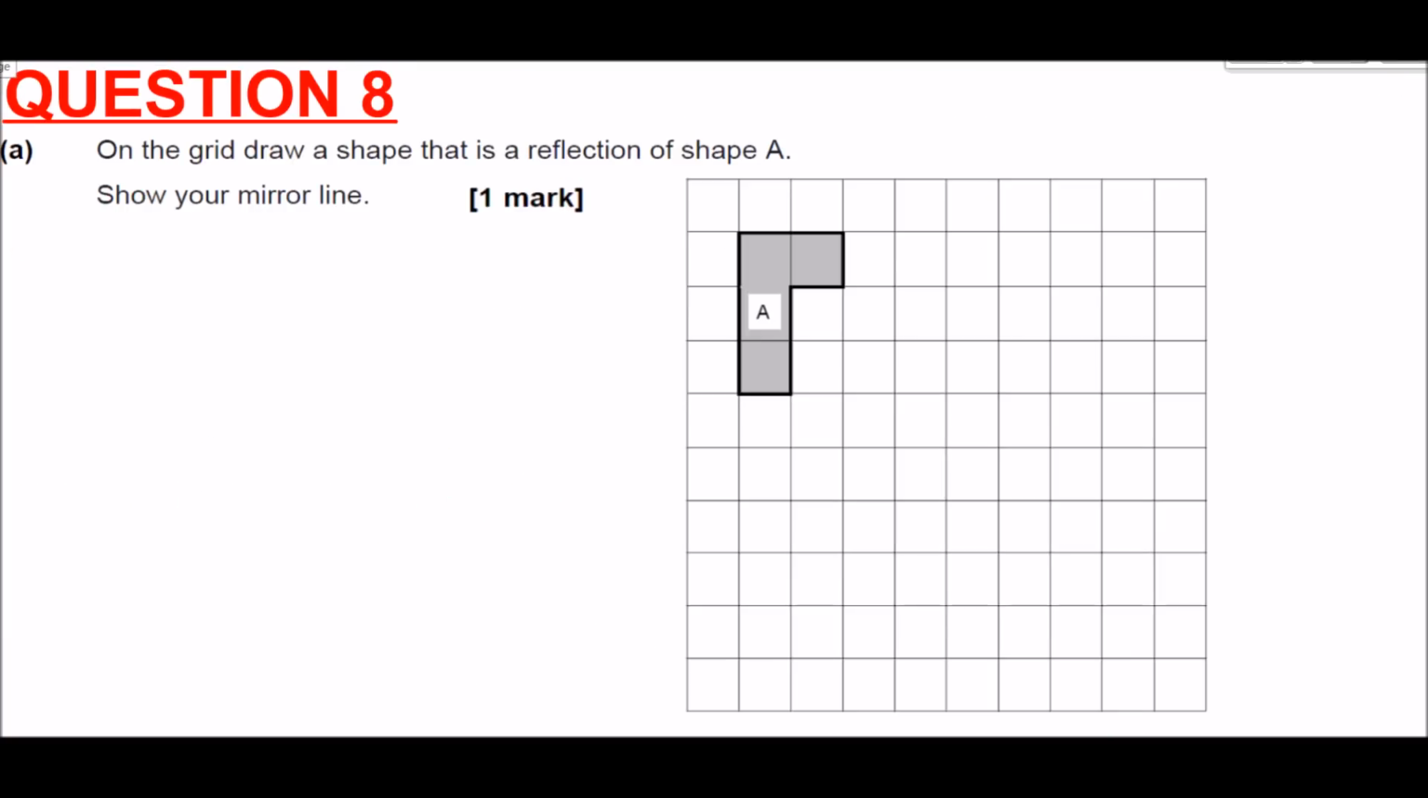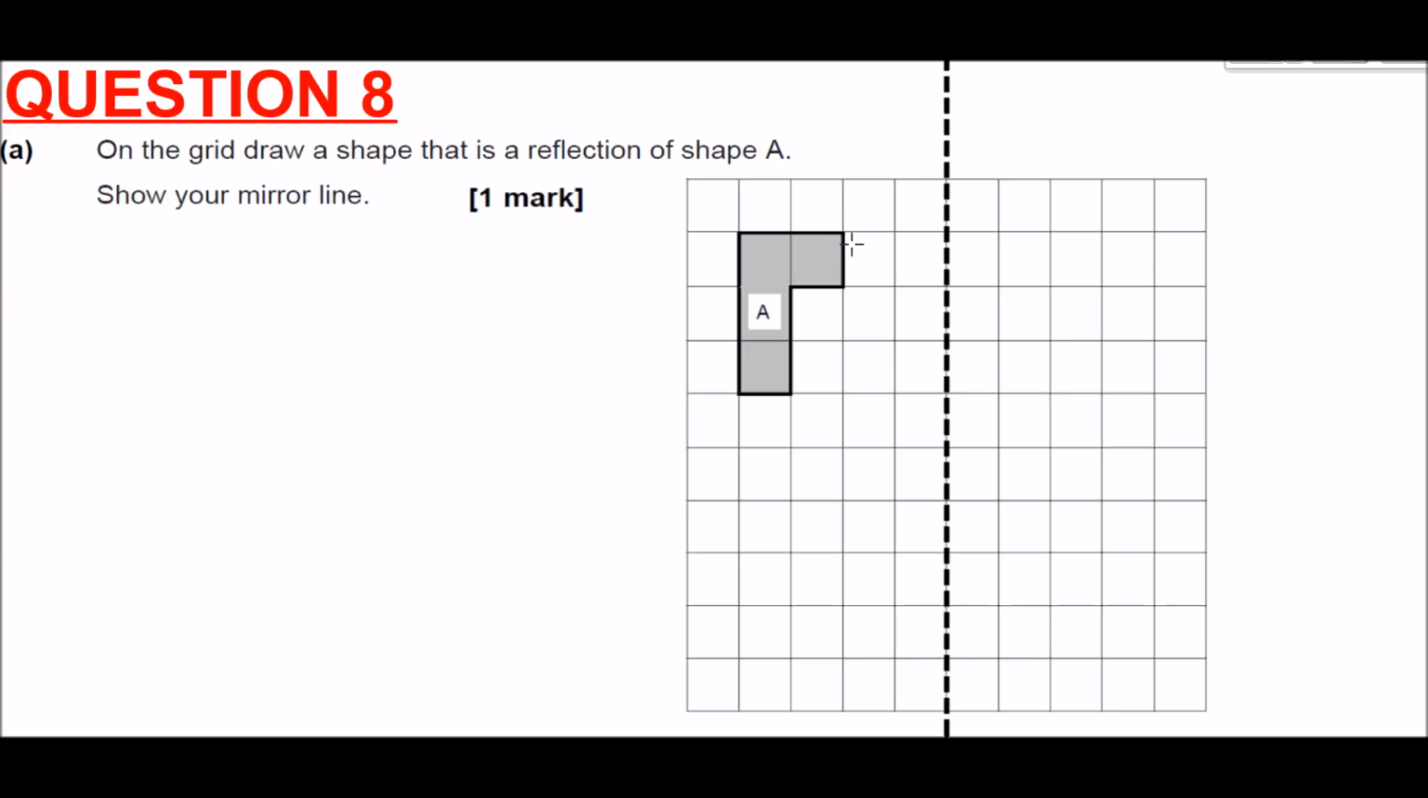Question 8. On the grid, draw a shape that is a reflection of shape A. There's lots and lots of different ones you could draw, which should get you for 1 mark. I'm just going to show you 2. Now, it does say to show your mirror line, and so what I'm going to do first of all is to do a mirror line going straight up like this, and one possible shape would be to reflect it in a vertical line, for example this line here.